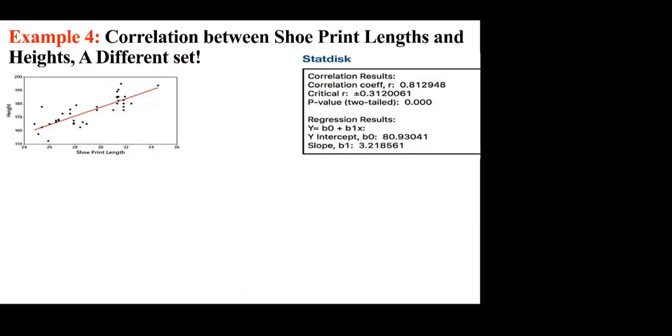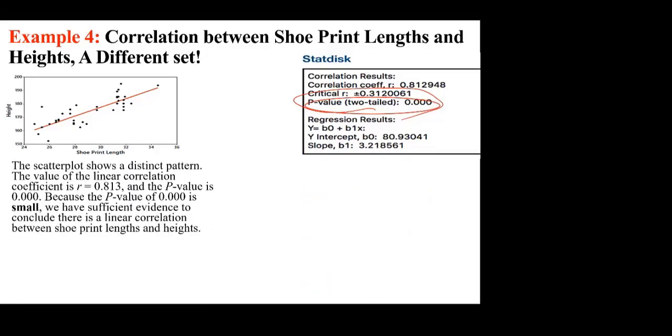So if we look at this example, all I want you to see is really the following. What's happening here, the p-value is very small. That's what I want you to see. And therefore, there's a correlation. The scatter plot shows a distinct pattern. The value of the linear correlation happened to be 0.81. This is where it comes from. This is 0.81.